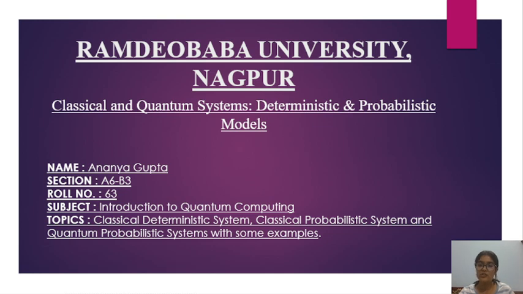Today we will explore three fundamental types of systems that help us model the world around us. These are classical deterministic systems, classical probabilistic systems, and quantum probabilistic systems. These models play a crucial role in many areas like physics, engineering, finance, and even cutting edge technologies. Let's dive in and understand how they differ and what makes each one unique.